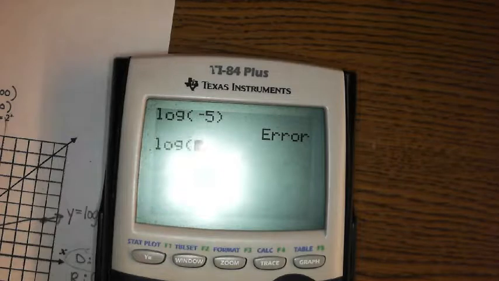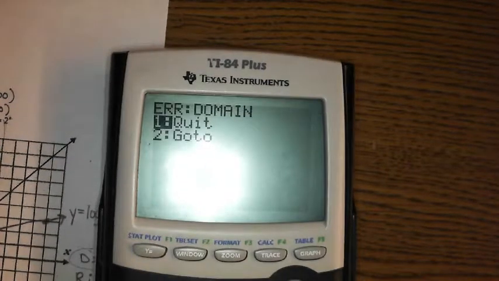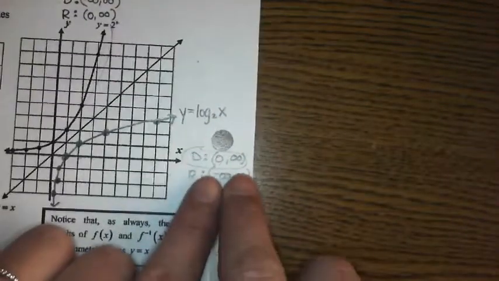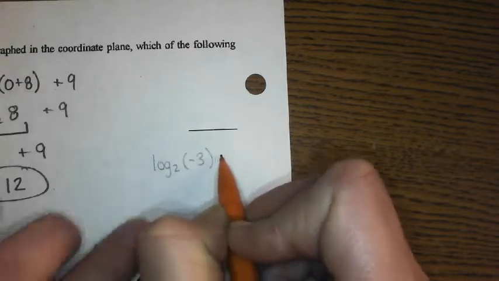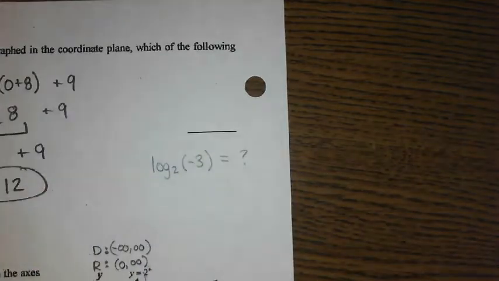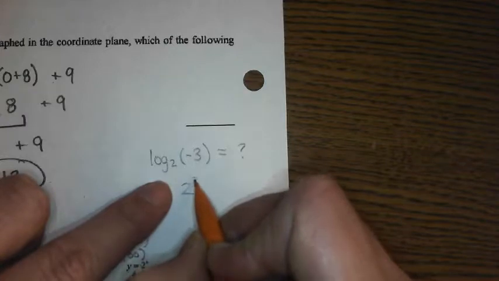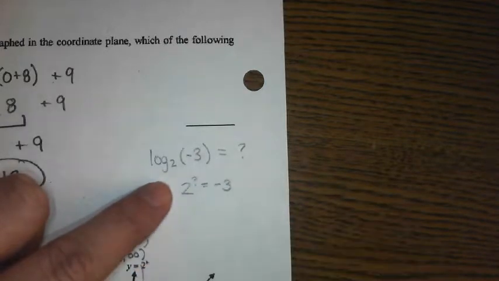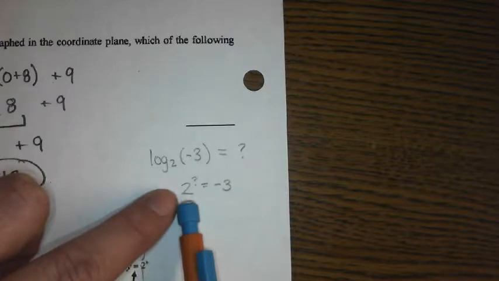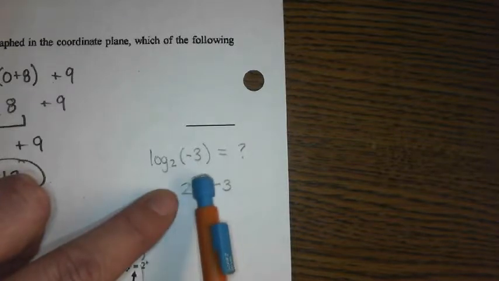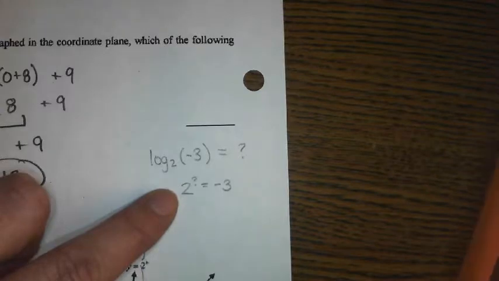Even the log of 0. Error. Because you can only take the log of positive numbers. Think about this. If I did log base 2 of negative 3 equals what? From a translation standpoint, that would be 2 to what power equals negative 3. Never going to happen with your base being a positive number, because a positive raised to anything is going to stay positive. Yes? So you cannot take the log of a negative.